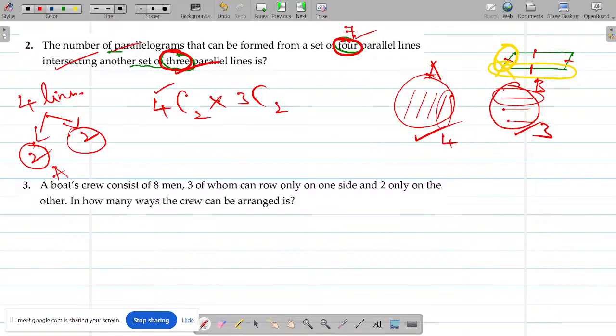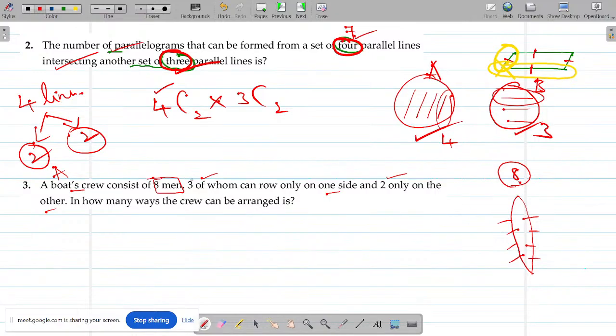Problem number 3. A boat crew consists of 8 men in total. There's a restriction here. 3 of whom can row only on one side and 2 only on the other side. So you know this boat race in Kerala, they take place for some boat festival. How many persons are in total? Eight. Okay. So eight means they equally split into halves. It's like one, two, three, four. One, two, three, four.